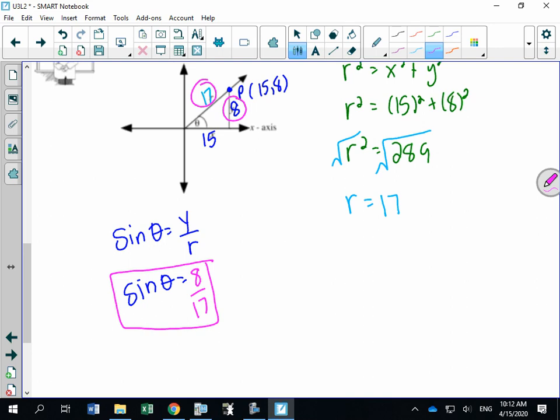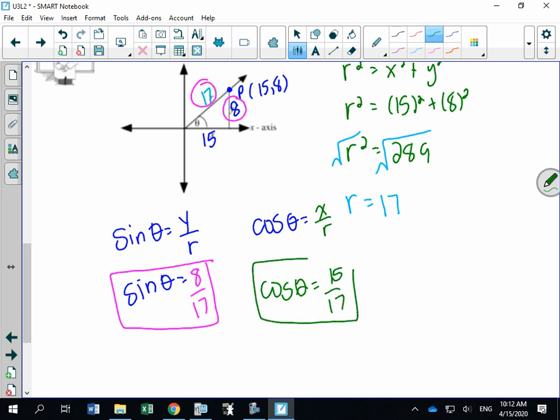What's the cos of theta? Okay, if you memorize that sine is 7 yellow rabbits, cos is x, so the ratio is x over r. So the cos of theta is equal to, I go to my triangle, x is 15 and r is 17. So my ratio for cosine is 15 over 17.